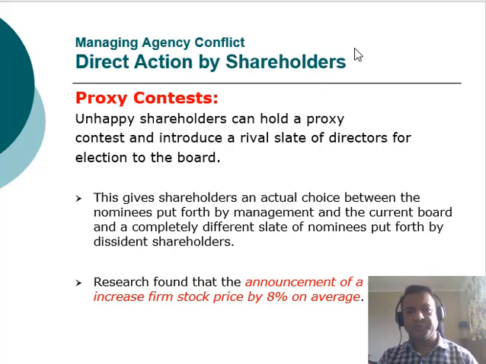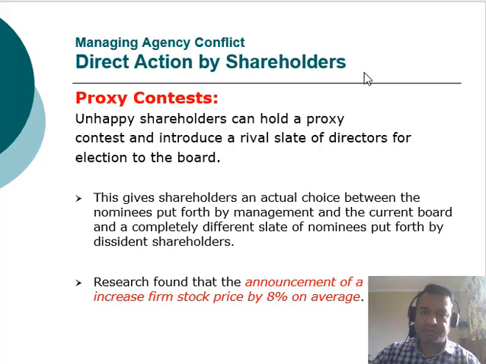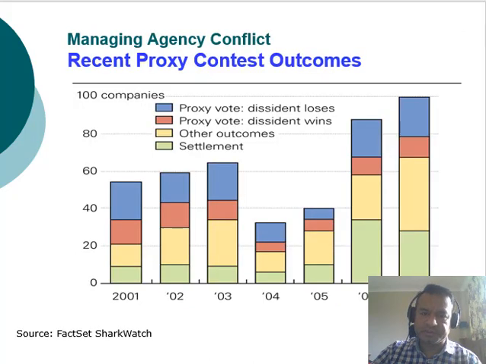Interestingly, there is research that has shown that the announcement of a contest increased firm value by 8% on average. Now, why is that? When the news goes to the market that there will be a proxy contest at a particular company, it suggests that the shareholders are monitoring the company. So the value of the company increases.